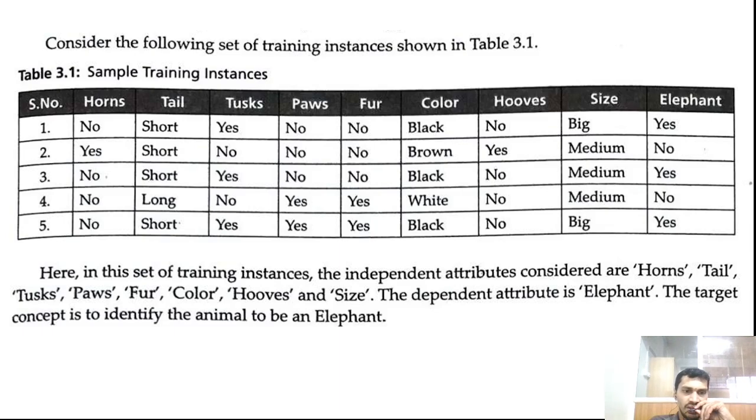So you can see over here, horns have two possibilities, no and yes, right? Tail is again short or long. Tusk is again yes or no. Paws is no or yes. Fur is again no or yes. Color is again black and brown. And hooves, that is no or yes. Size is medium or big, two possibilities. Elephant is no or yes, right?